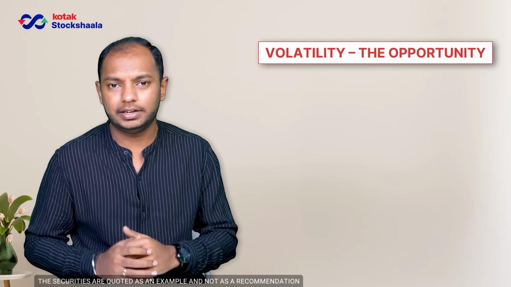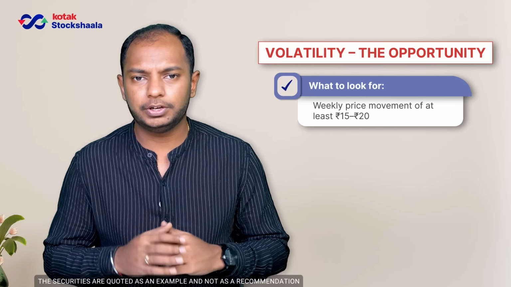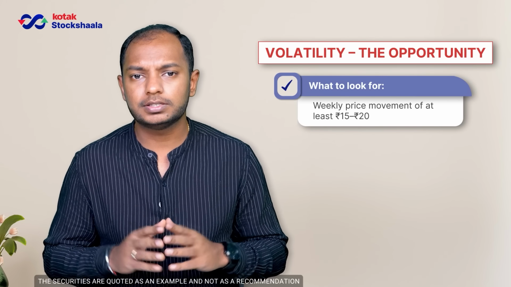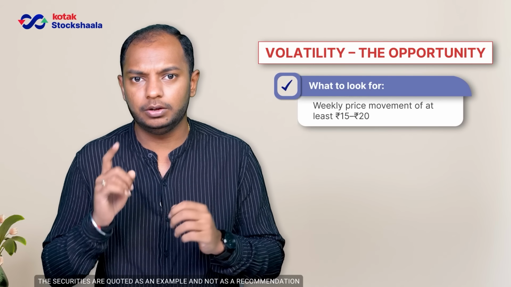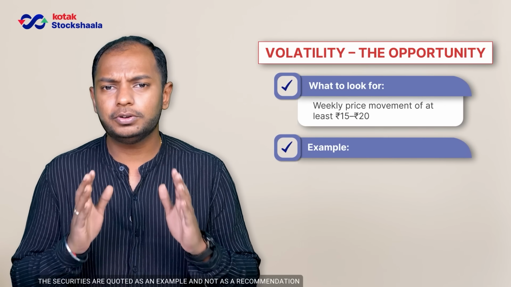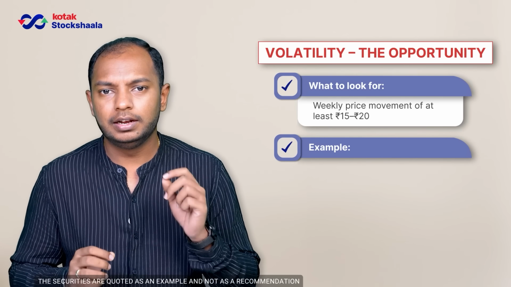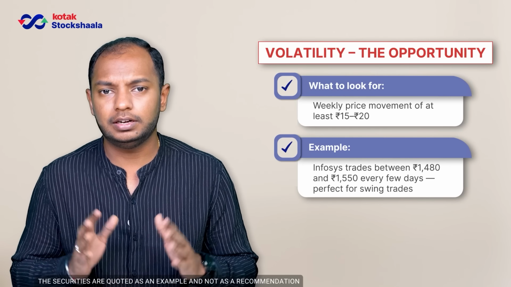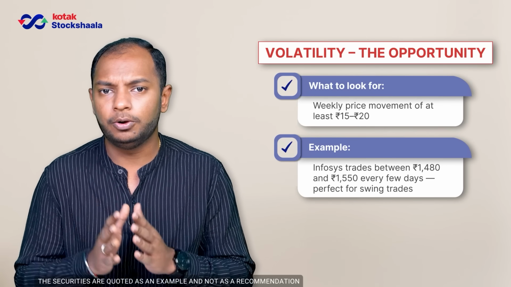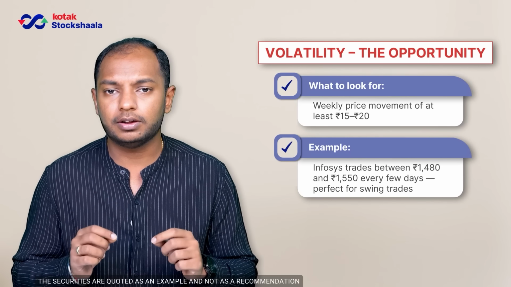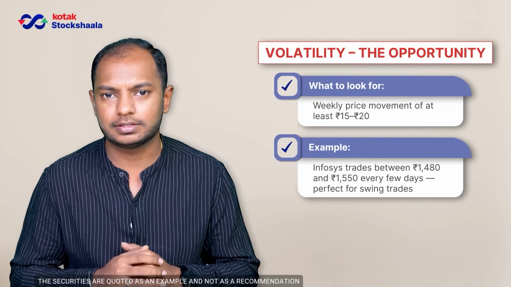Next comes volatility. A stock that moves just ₹1 over a week is not going to make you money. So look for stocks where the average range of movement is at least ₹15 to 20 over a week. Now I'm also going to share an example along with an indicator that can help you do this. Let's take for example Infosys that trades somewhere between 1400 to 1550 over a few weeks. Now this stock has clear swings and is preferred by all the swing traders.